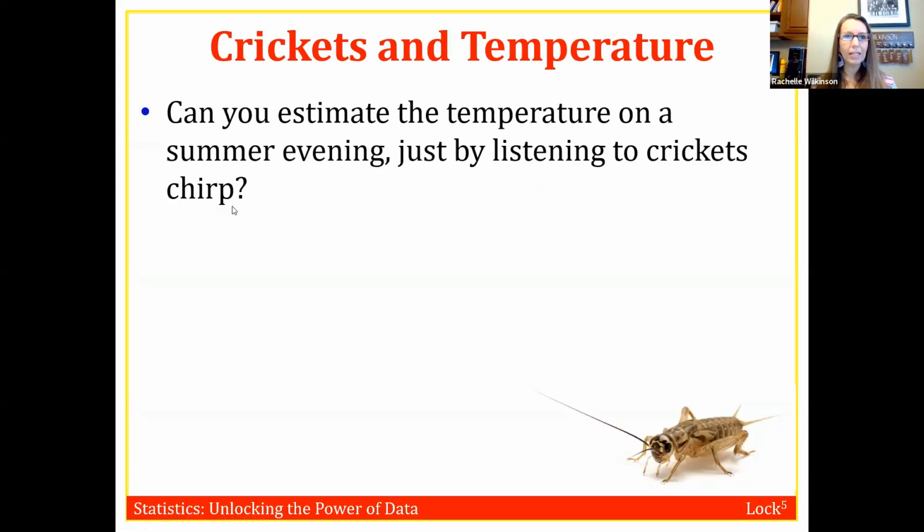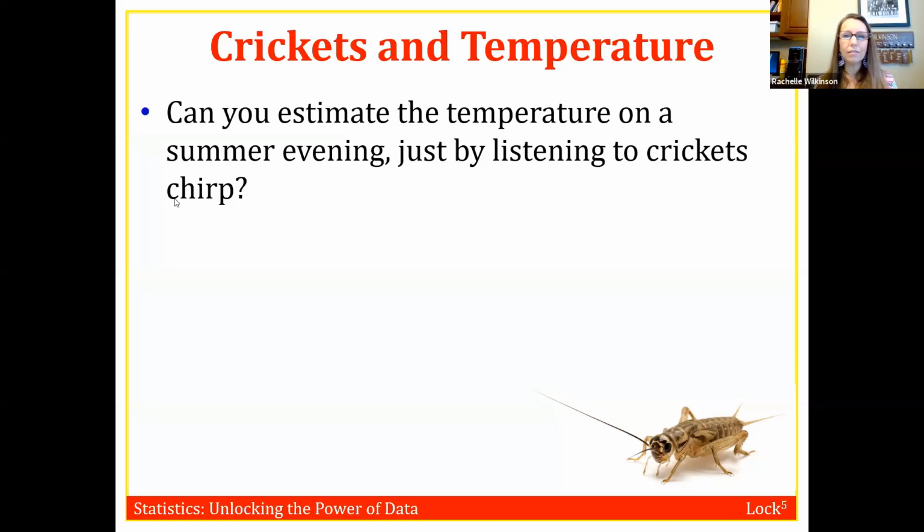All right, so let's look at an example. We want to figure out if we can do crickets chirp. So what researchers did is they went outside on several evenings in the summer, and they listened to all the crickets, and they counted the chirp rate, which was the number of chirps per minute that the crickets were chirping. Okay, and then they also measured the temperature outside, and they tried to look at the relationship and see if there was a relationship between the chirp rate and the temperature outside.